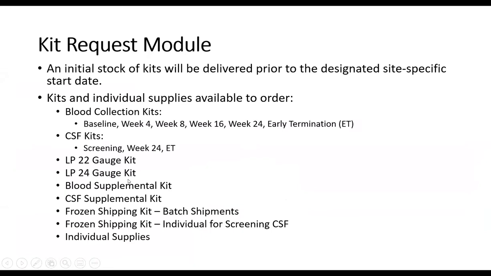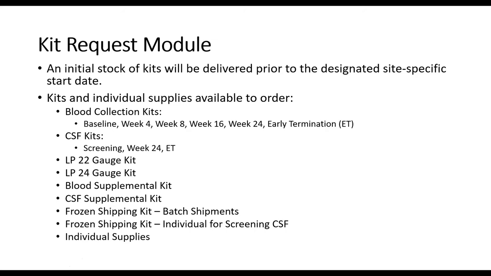So once you go into the kit request module, you will be able to request the blood collection kits or the CSF kits. So for blood collection, again, it's baseline, weeks 4, 8, 16, 24, and early termination. The CSF kits are for screening, week 24, or early termination. Then there are 2 different types of LP kits in there. There's the 22 gauge and the 24 gauge.